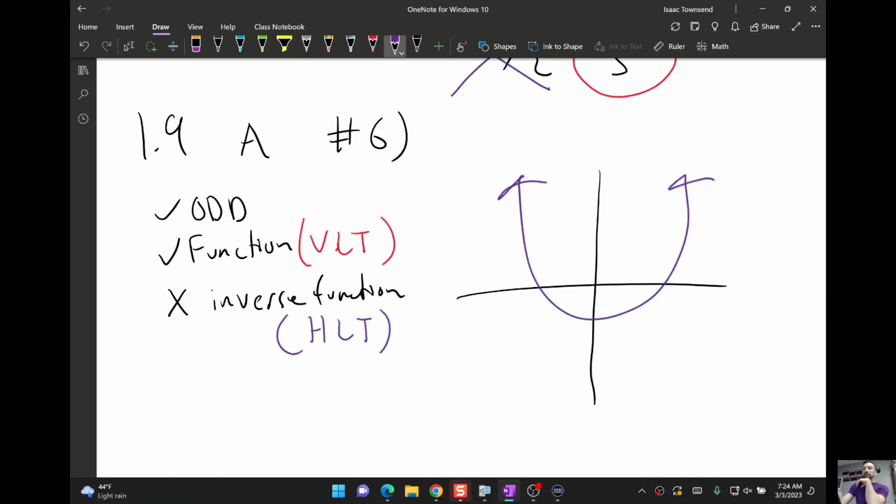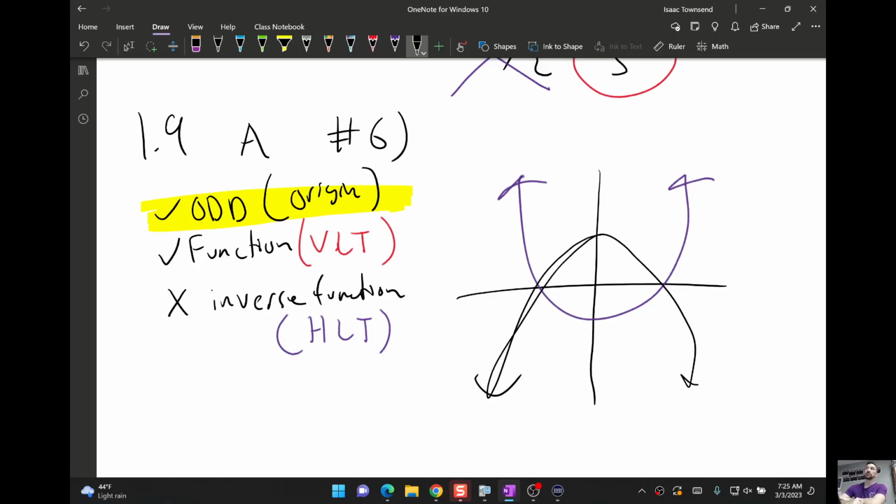And then definitely the hardest part here, but I think on our practice quiz we did in this section, I think we did this exact same thing. To make it odd though, it has to have symmetry to the origin. So your graph has to look the same way, right side up or exactly upside down, 180-degree rotation. So this does not work because this flipped upside down would look like this. Those two do not look alike.